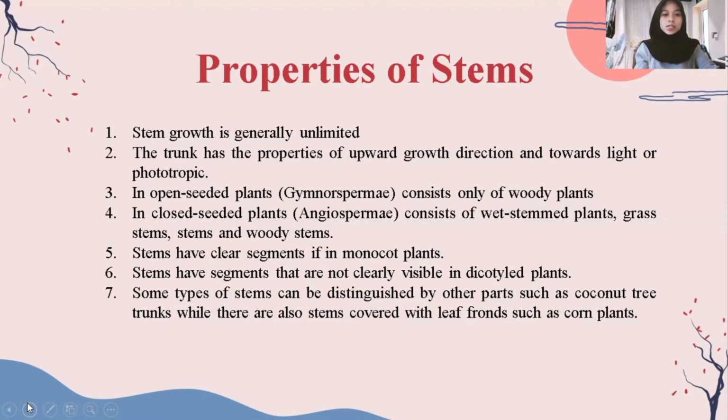Stems have clear segments in monocot plants. Stems have segments that are not clearly visible in dicot plants. Some types of stems can be distinguished by other parts, such as the coconut tree trunk, while there are also stems covered with leaf sheaths such as corn plants.